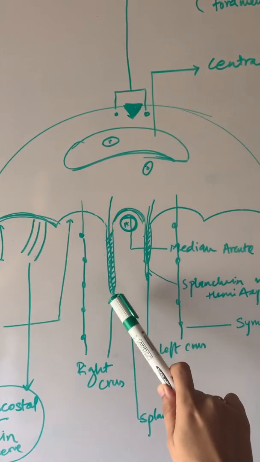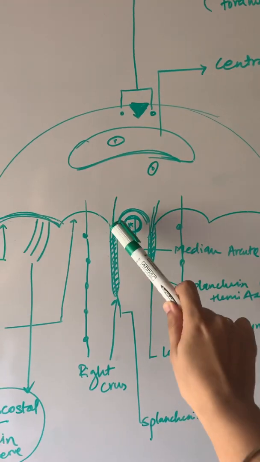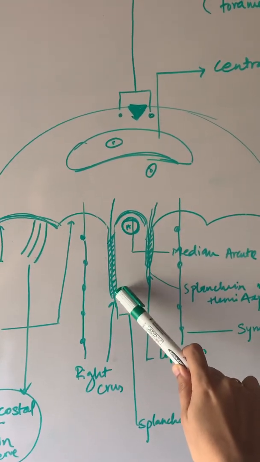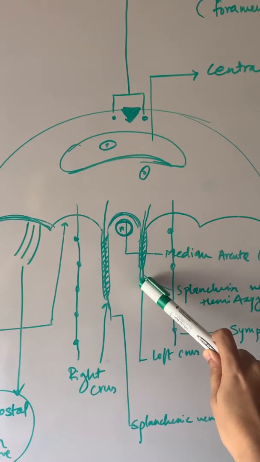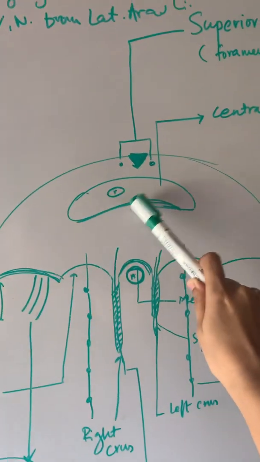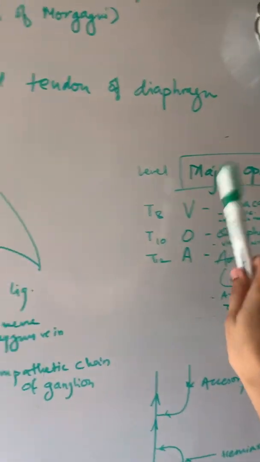This is the right crus of the diaphragm. This is the left crus of the diaphragm. The right crus of the diaphragm extends till L3, while this left crus of the diaphragm extends till L2. Now let's discuss its major openings.